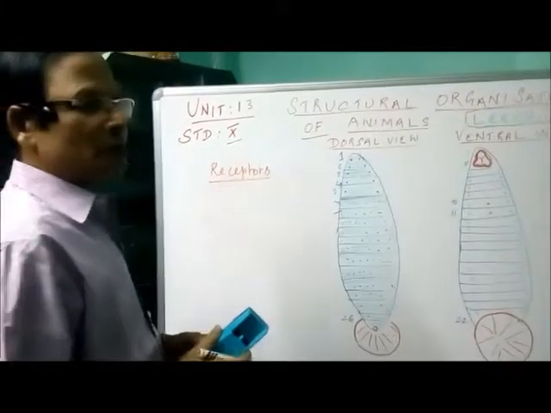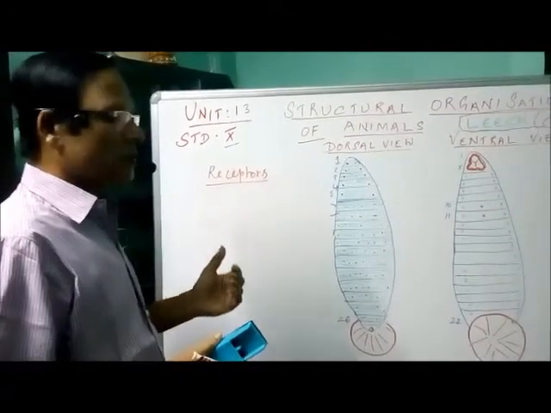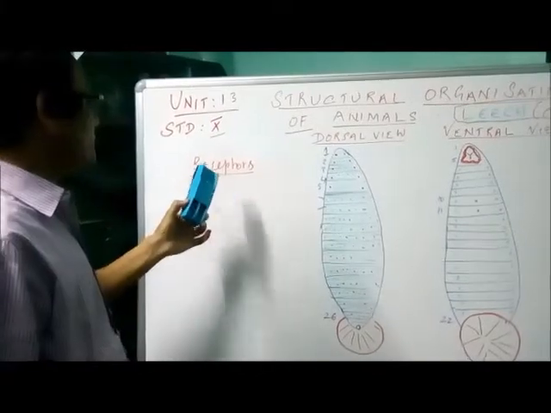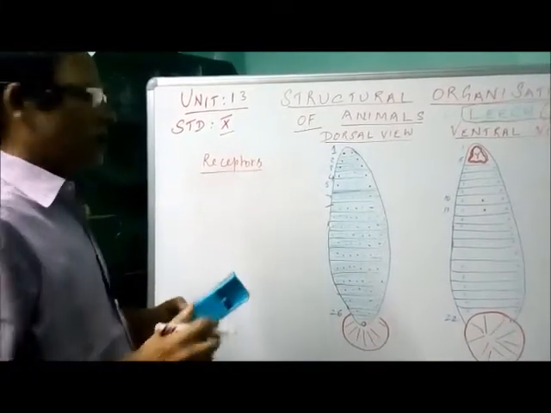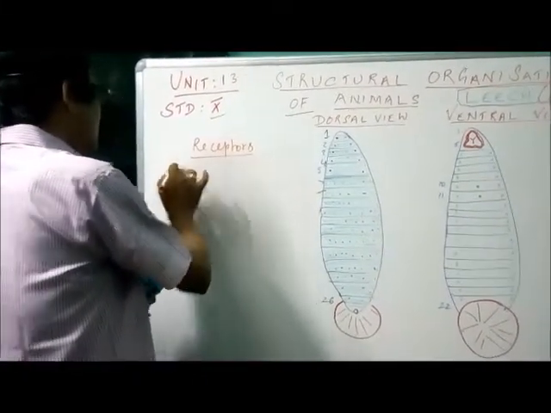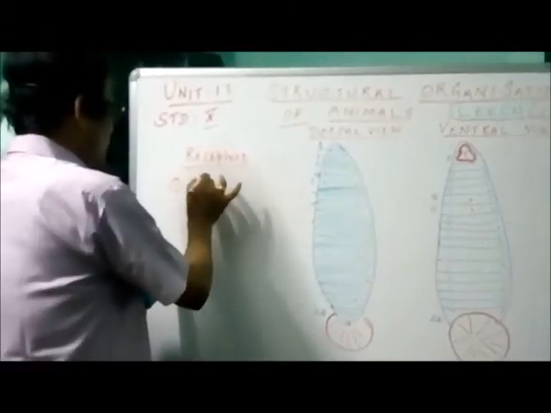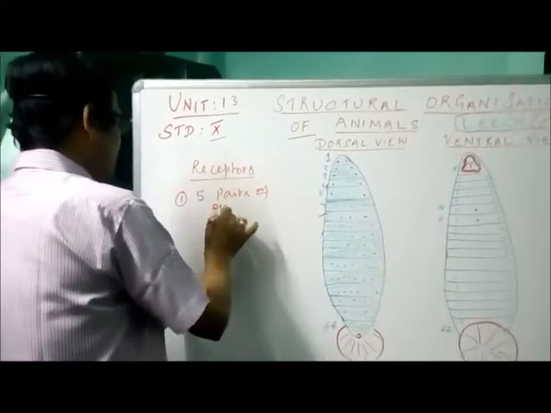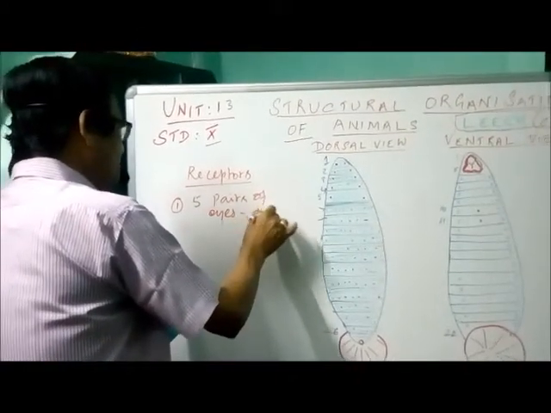So on the surface of the body, we have some sensory projections. These sensory projections are called receptors. Now the receptors found in leech are 5 pairs of eyes, dorsally.